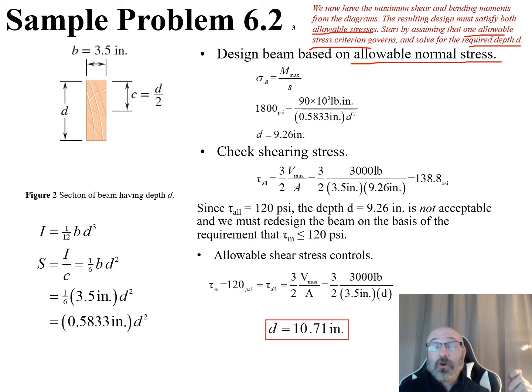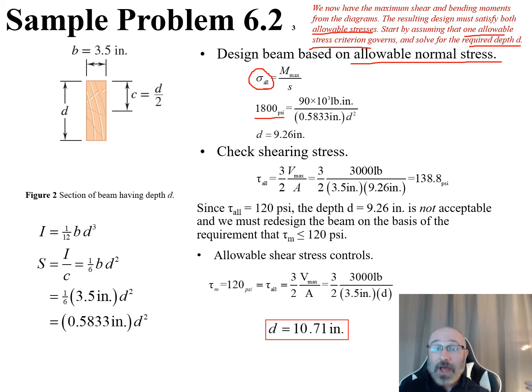With our allowable normal stress, we have this relationship that we've seen before: our allowable normal stress, sigma ALL, is equal to our maximum moment divided by our S. From that, we can plug in these known values. Our allowable stress was given to us in this case as 1800 PSI. So this is our allowable normal stress, and this is equal to our maximum moment.